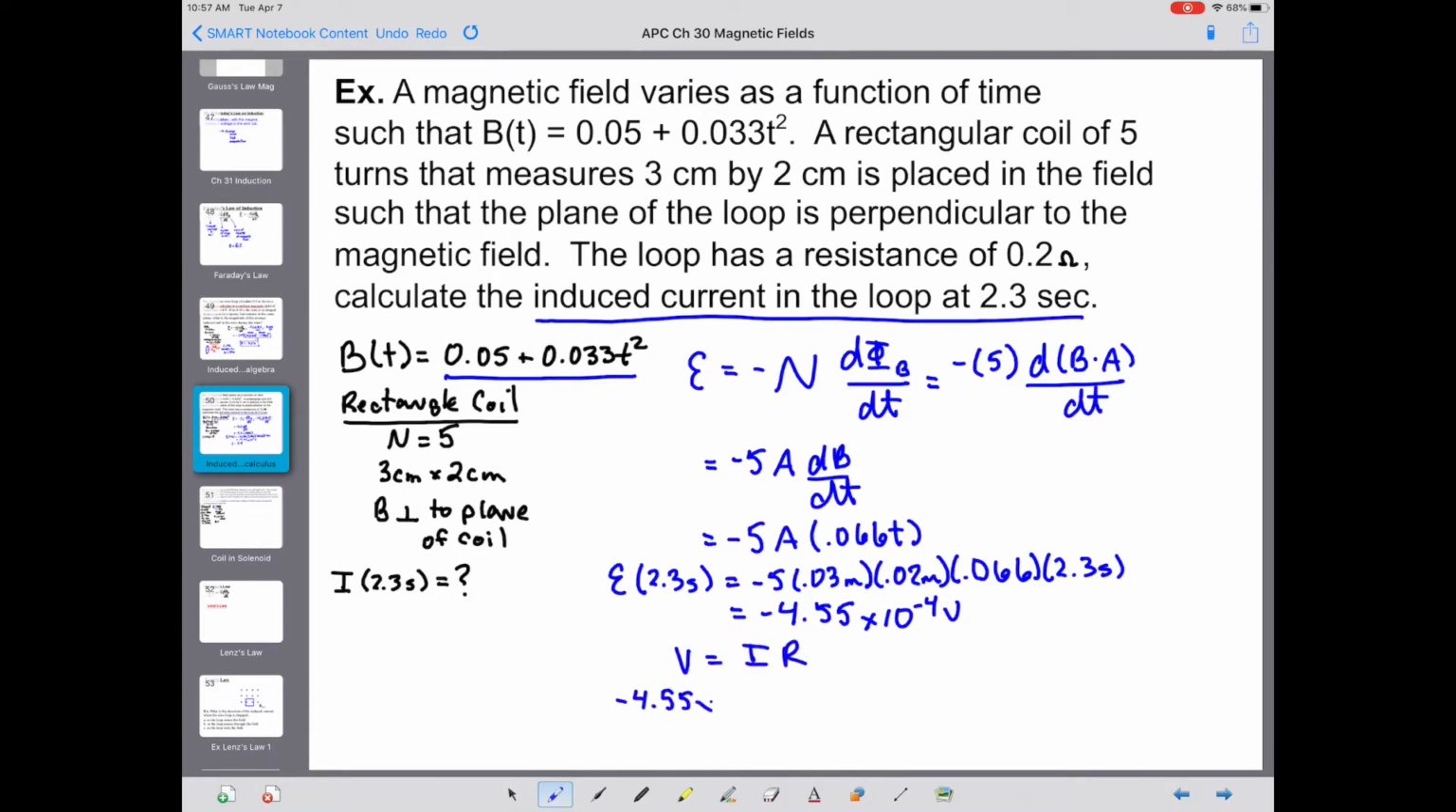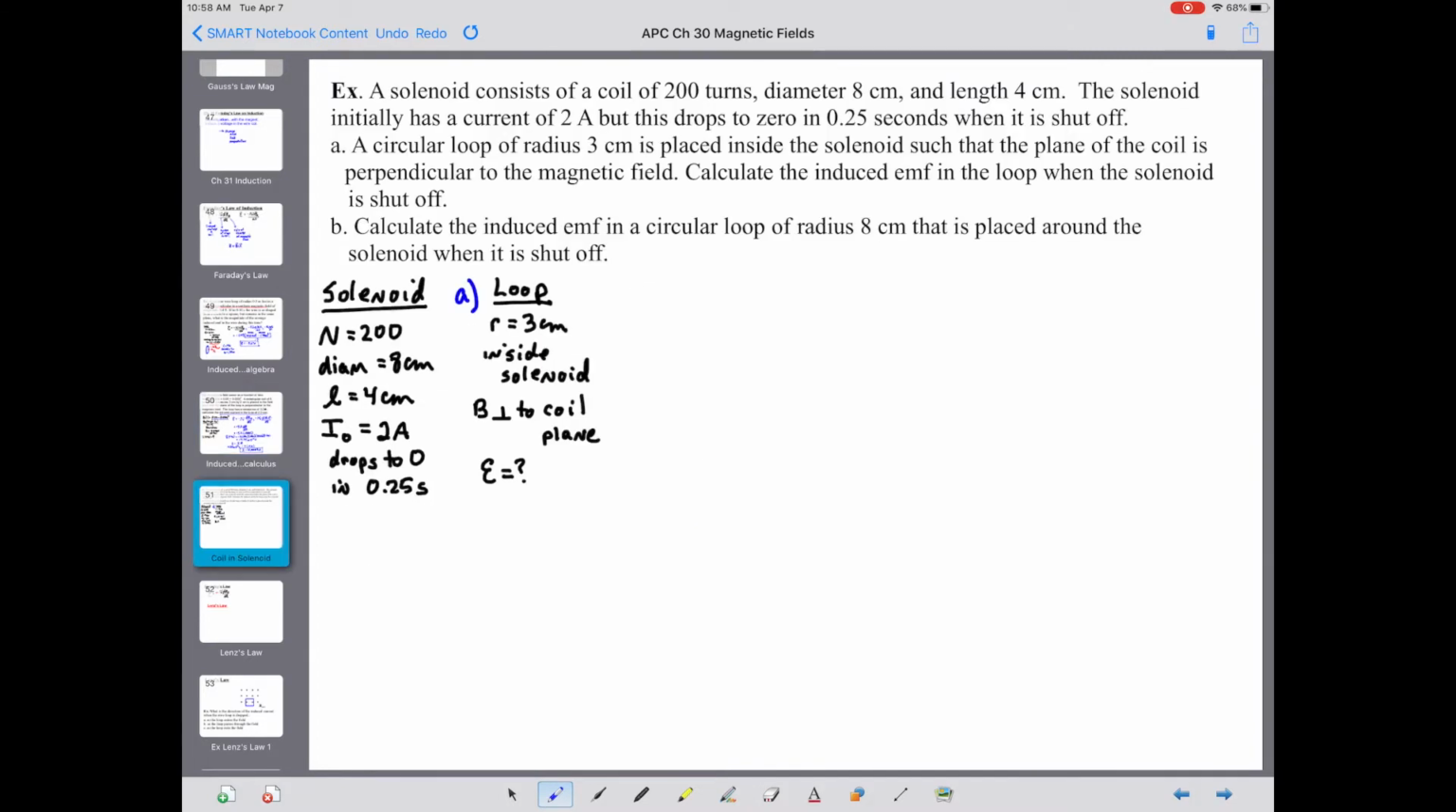Now I can use Ohm's law. V equals I times R. So that's going to be our negative 4.55 times 10 to the negative 4th volts is equal to I times the resistance, and our resistance is 0.2 ohms. That gives us a current value of 0.0023 amps. And again, there is a negative there, which would be a directional thing.